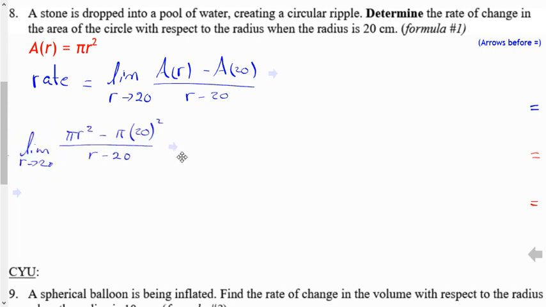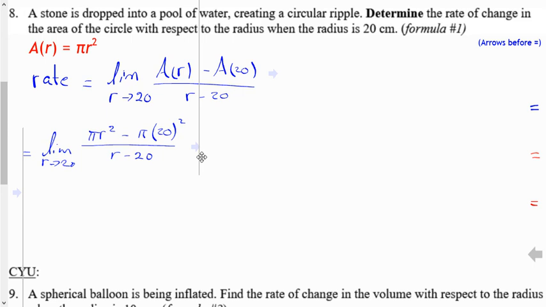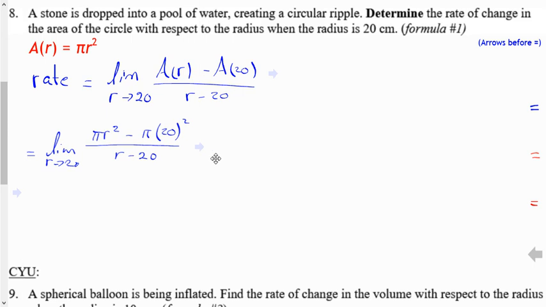Well, let's substitute into the formula. A of r is equal to pi r squared. A of 20 is pi times 20 squared. Well, what do we see here? There's a common factor of pi. So notice that I took that common factor not just in front of the terms in the numerator or of the entire rational expression, but I've taken it way out in front of the limit.